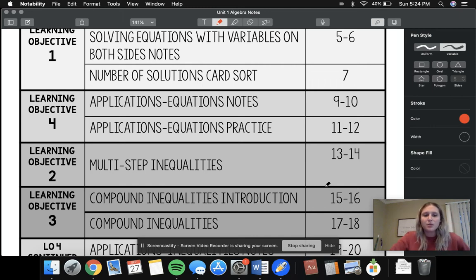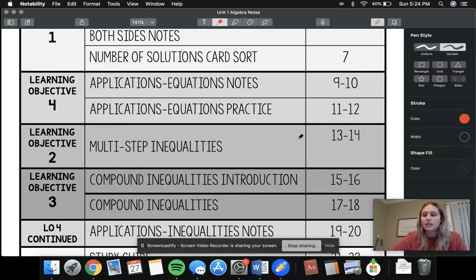Hi all, today we are going to start talking about multi-step inequalities. So in our binder, in our notes, we are on page 13 and 14. I would also have your calculator out.